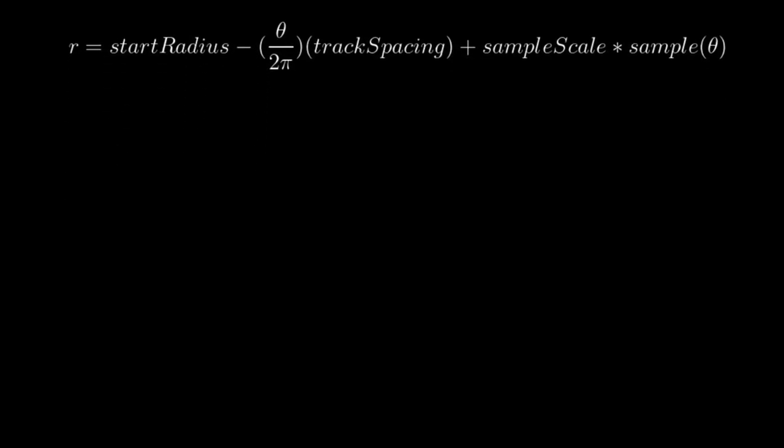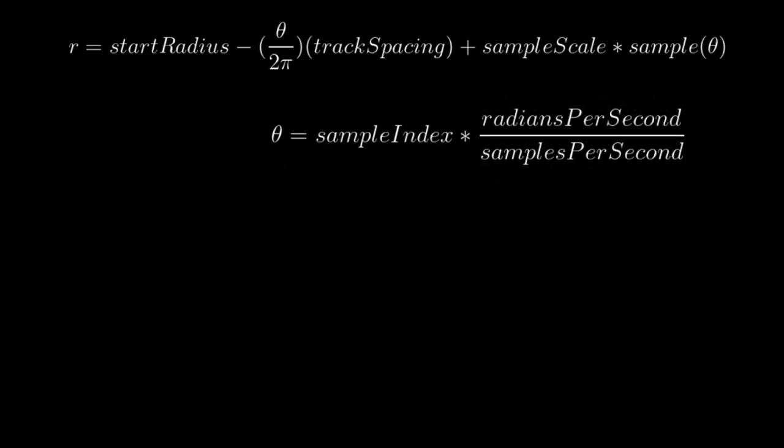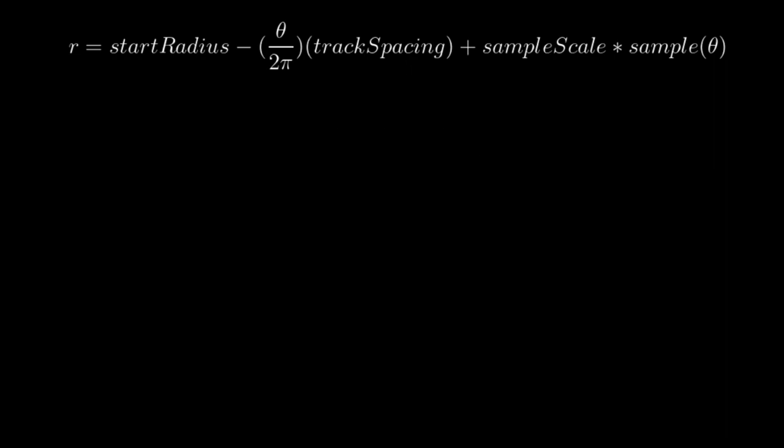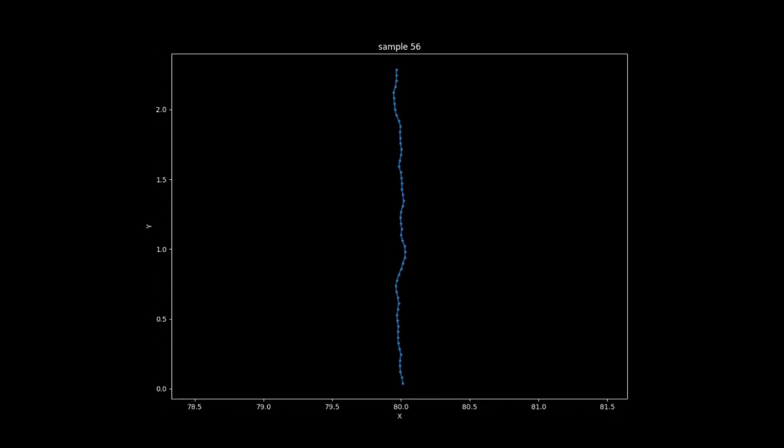Lastly, I want to rewrite our angle theta in terms of the sample number of each sample. Given the speed of the turntable and the sample rate of our audio, we can use this to make a toolpath that will cut a record which will play at the right speed. Okay, throw this all together and adjust some scale factors, and we get something that looks like this.